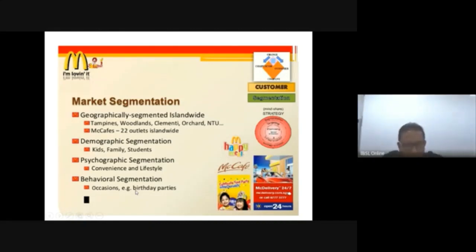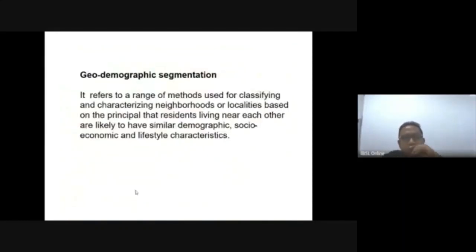So organizations, what they first do is they have the total population or total market, and they divide the market based on different segmentation methods, and then identify specific customer segments and cater to those specific customer segments with specific marketing mixes. That's what has been done. So geodemographic segmentation, as I said, is a combination of geographical and demographic segmentation.